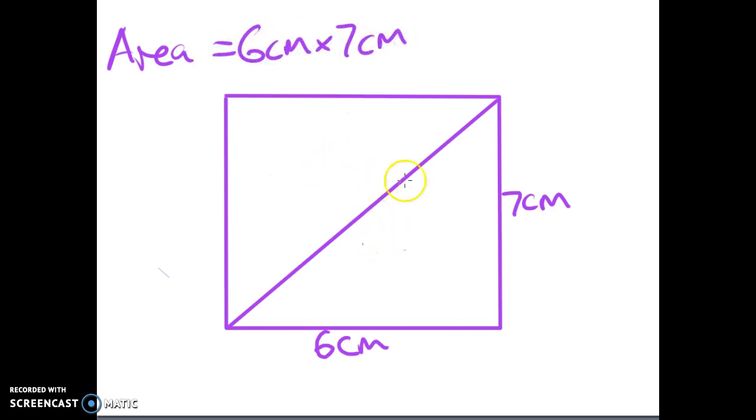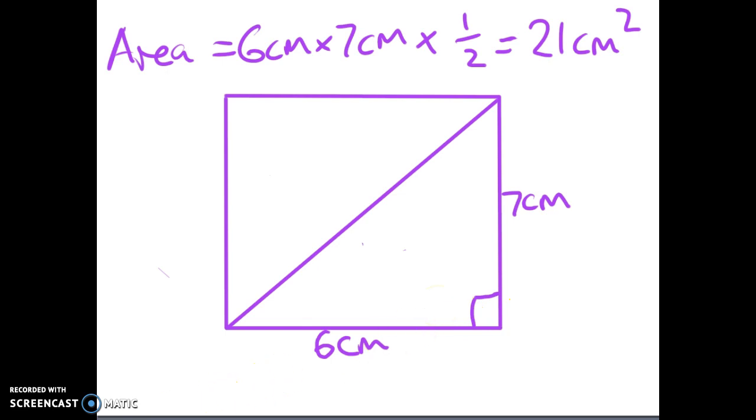Then obviously the triangle is only half of the area we had before, so we're going to times that by half. So like we did before, 6 centimeters times 7 centimeters is 42 centimeters squared, times a half is the same as finding half of it. That's 21 centimeters squared. Now, the important thing is if we're doing this with triangles, we must make sure that the two sides that we use are perpendicular, which means they meet at right angles.